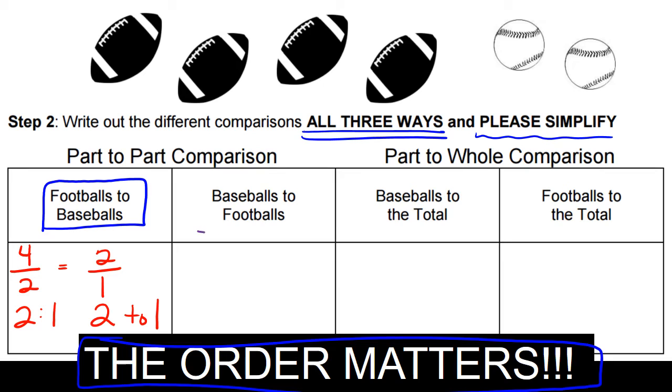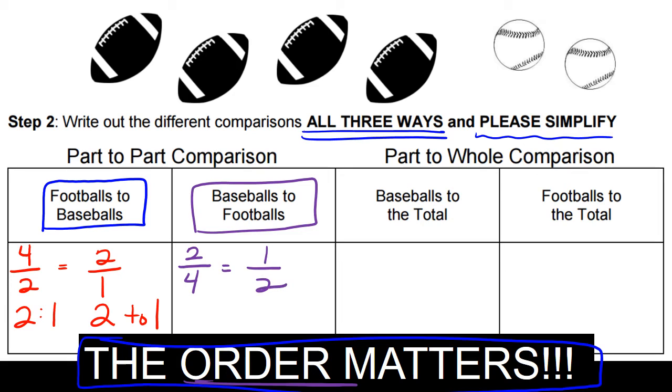In the next box, it says baseballs to footballs. Once again, that order matters. So there are 2 baseballs and then 4 footballs. And I'm going to simplify this ratio. So the ratio of baseballs to footballs is going to be 1 over 2. And then I'm going to use the colon, so 1 colon 2. Or I can say it's 1 to 2. So I wrote that 3 ways.